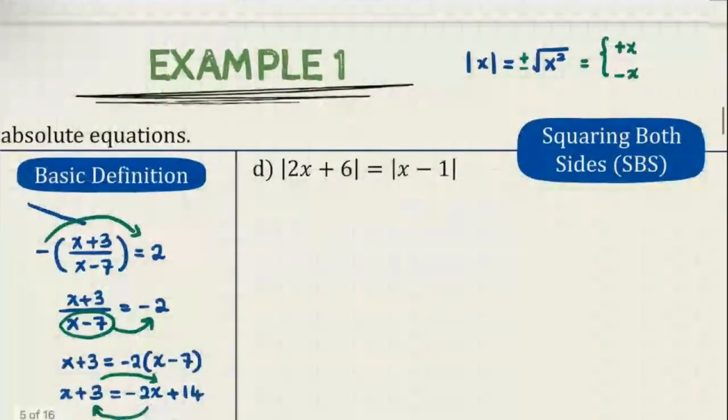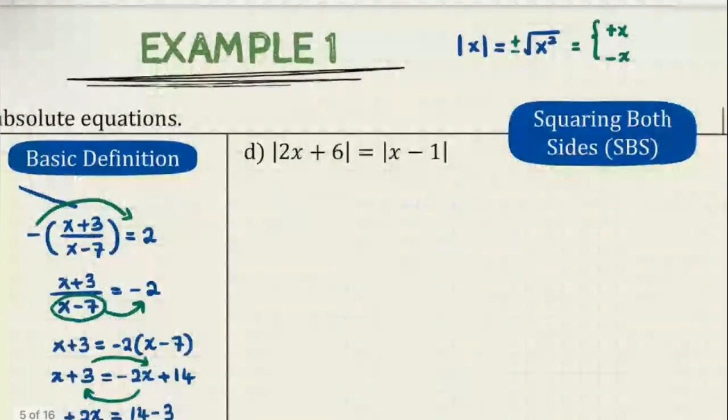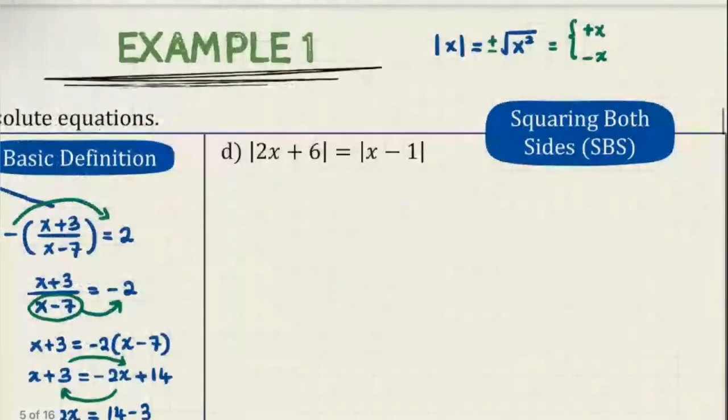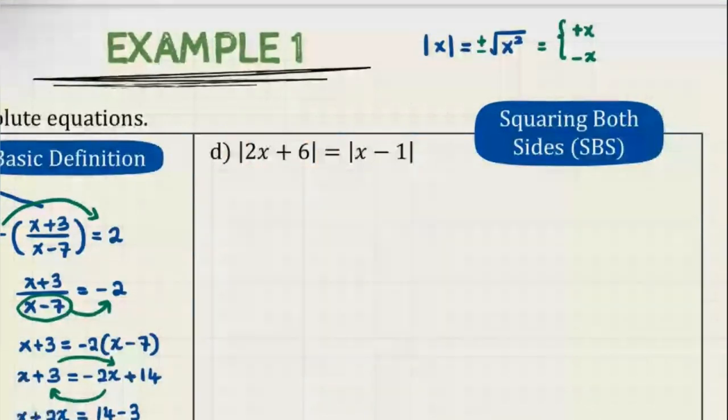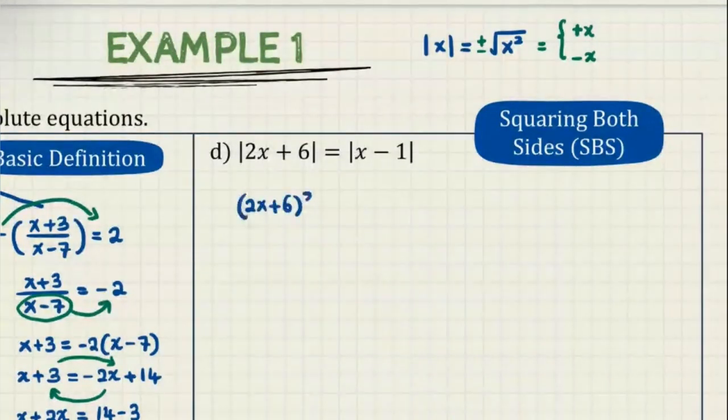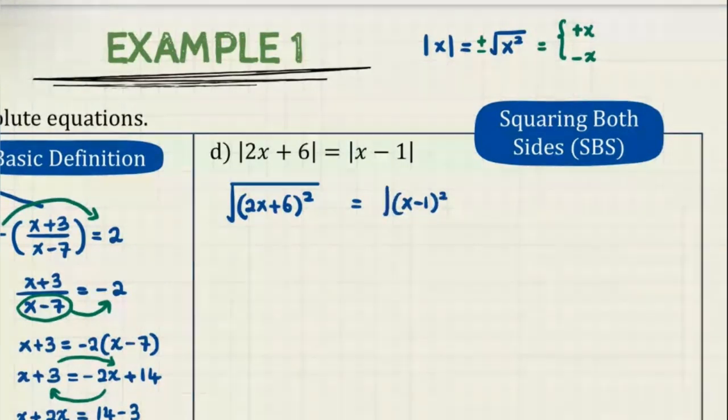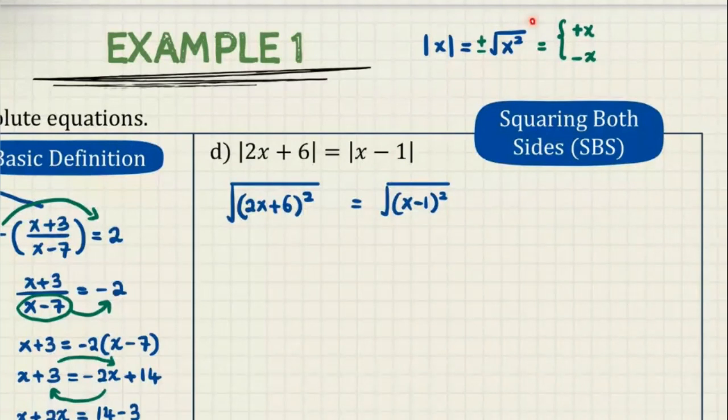Okay, so when we apply squaring both sides, actually let's rewrite this form in terms of the square root of x squared. So first of all, it will start with 2x plus 6 squared and then square root. And the right hand side is the same, x minus 1 squared and then square root. So now I have just changed it to this form, the square root of x squared. It is the same thing, modulus, but written as the square root of x squared.